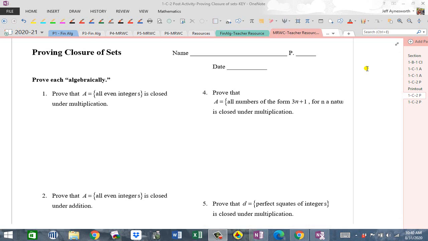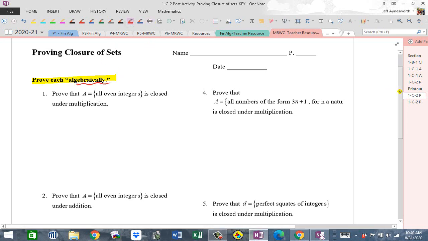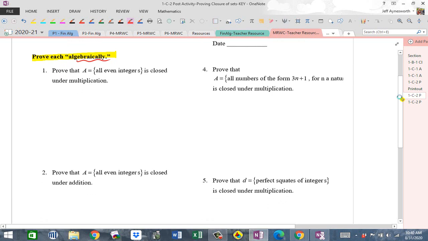Good morning, and we are going to get into practice on closure. How do you prove algebraically that a set is closed under a particular operation? We want to prove each algebraically. So let's get right into it. You have to define your unknowns and knowns first, and you have to be really specific.